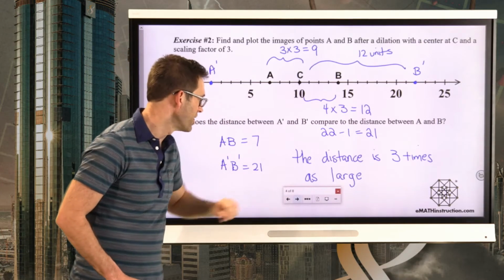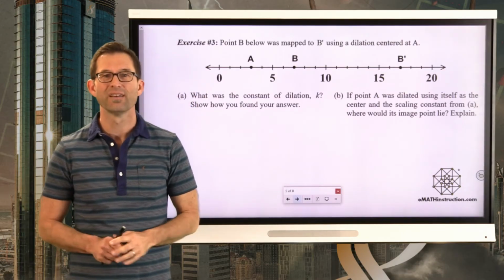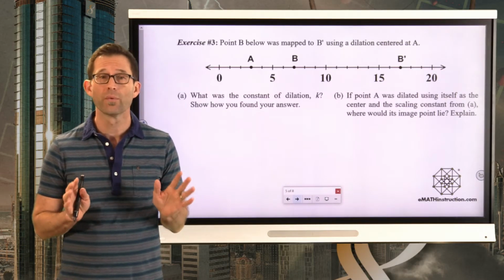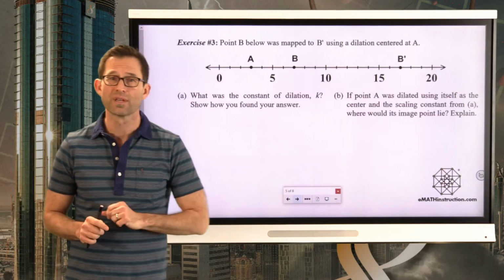Let's keep working with dilations. All right, exercise number 3. Point B below was mapped to B prime using a dilation centered at point A. Letter A asks us, what was the constant of dilation? Show how you found your answer. All right, so this is really, really critical. So let's do this together.